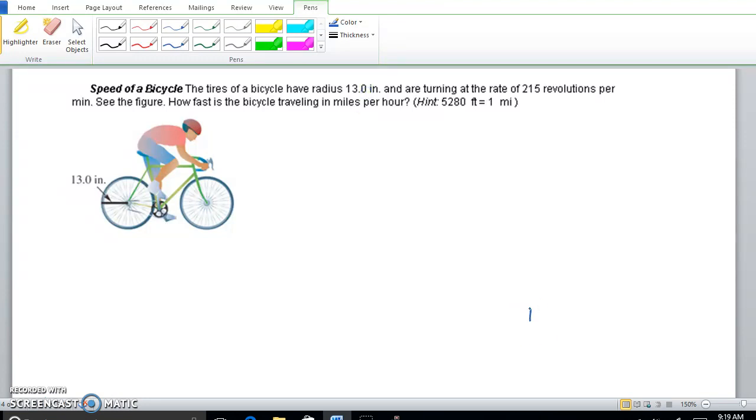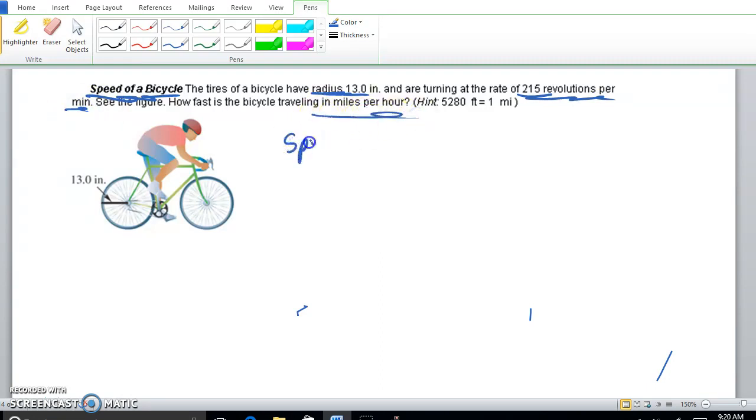So here we go. We do have our radius right here, 13 inches on our bike. We want to figure out the speed of the bike. So they tell us right here, we're looking for the speed of the bike. The tires of the bike have a radius of 13 inches, and they're turning at a rate of 215 revolutions per minute. So right here it says, how fast is the bike traveling in miles per hour?